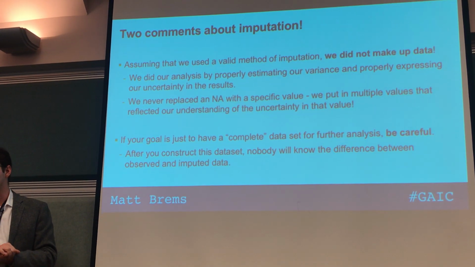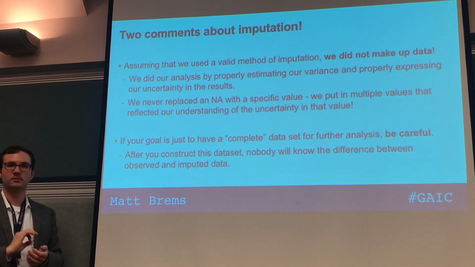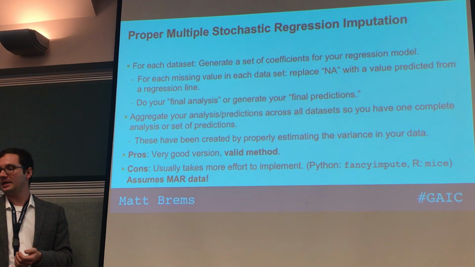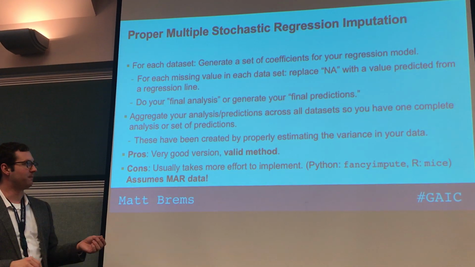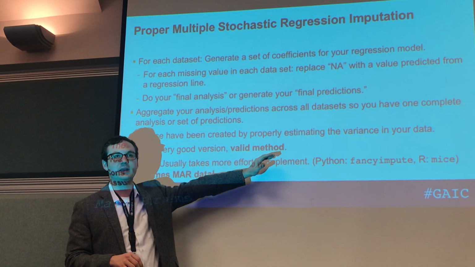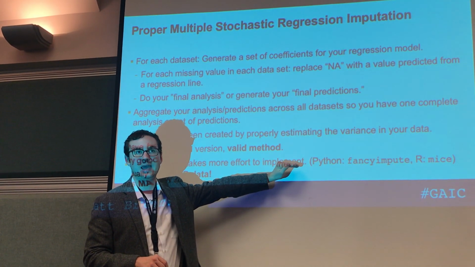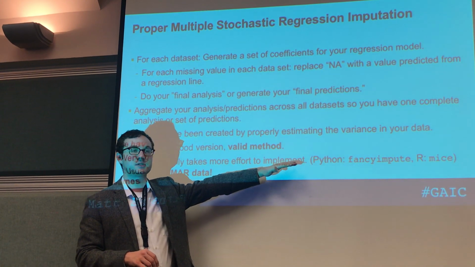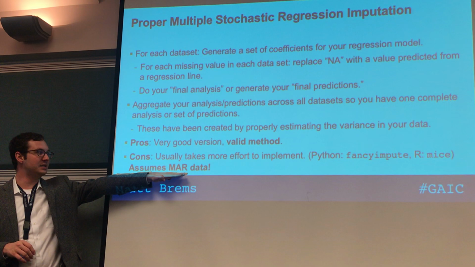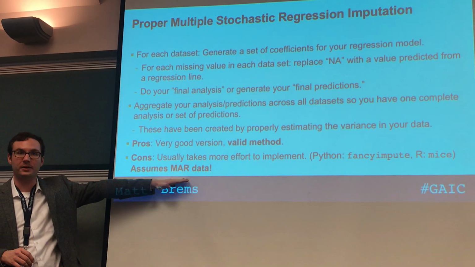Two comments about this imputation. One is... Are you saying it's valid, or it's only valid if we know the distribution to be normal? It's a good question. So this is a valid method of imputation in that we are properly estimating the variance and the certainty in our data. However, it does rely on a number of assumptions. One assumption, probably the most difficult assumption, is that we're assuming that our data are missing at random.